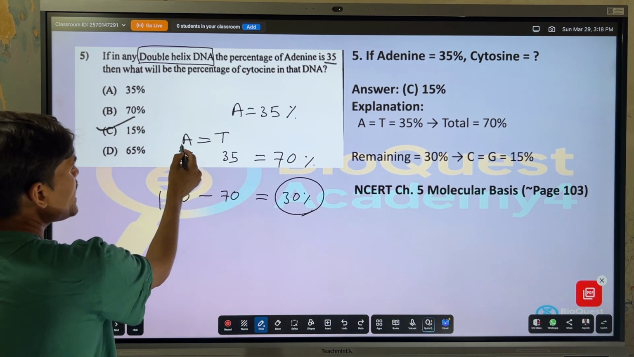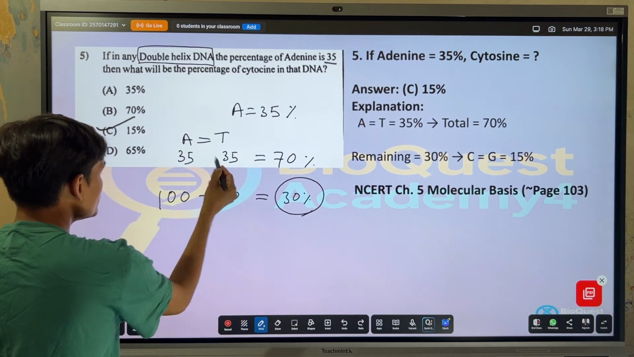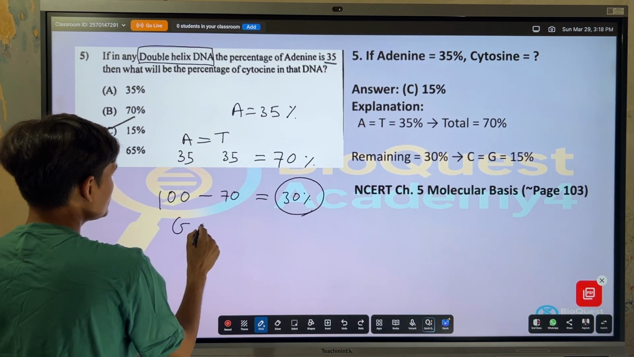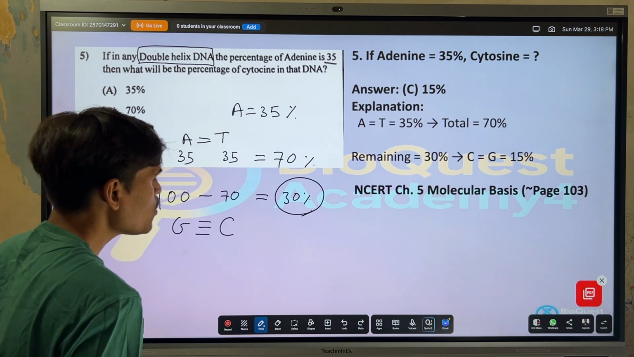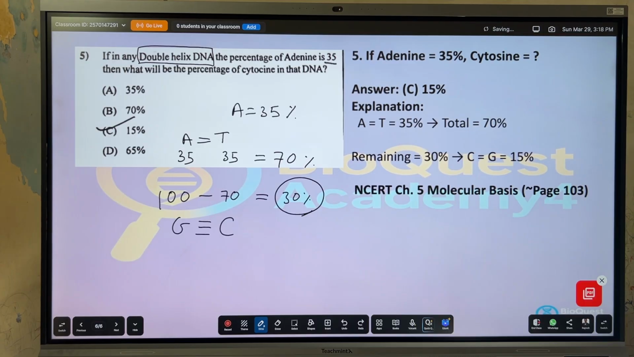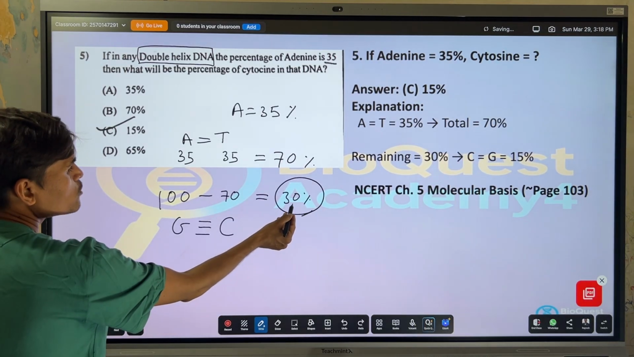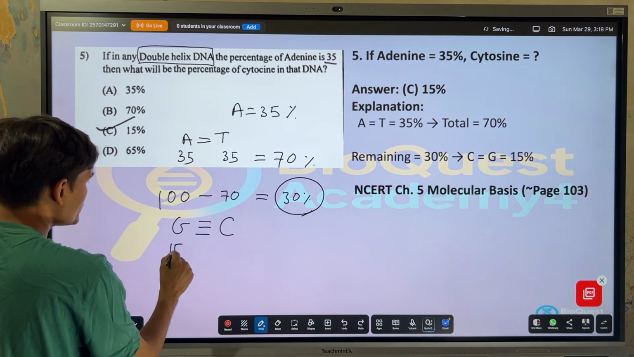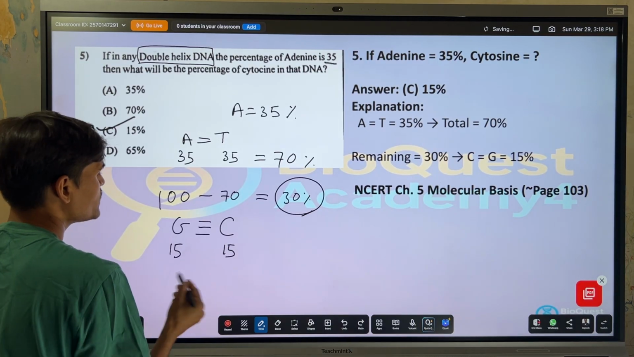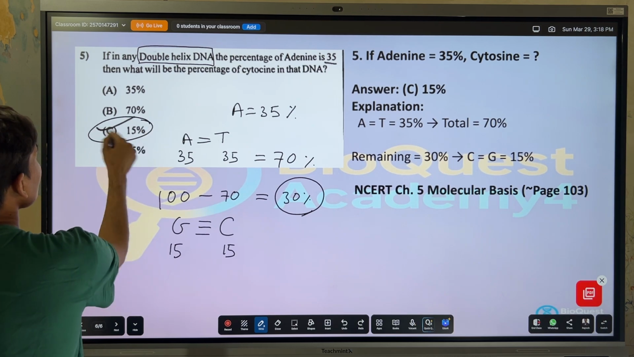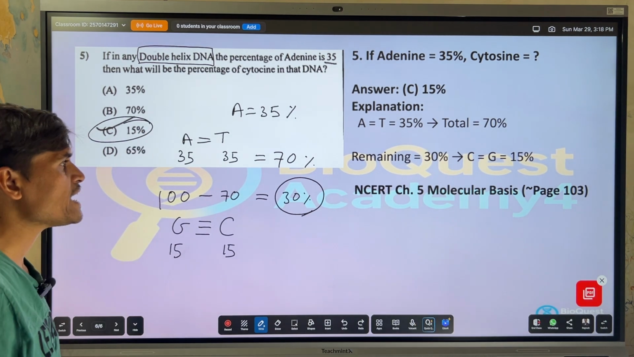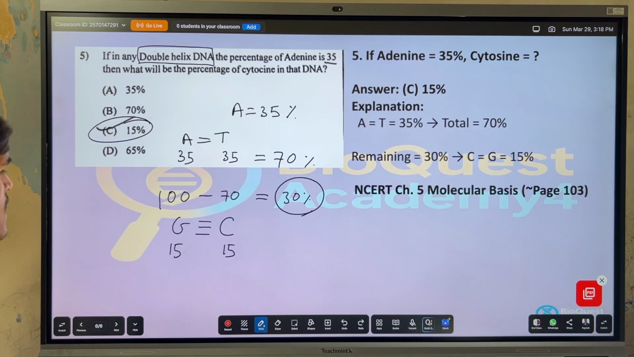Now A and T we know. What is remaining? Guanine is binding with cytosine with a triple bond. So G triple bond C. So 30 percent, that means make it half, 15, 15. That's it. The remaining G and C will be 30 percent, but if I divide it, this will become 15 percent.